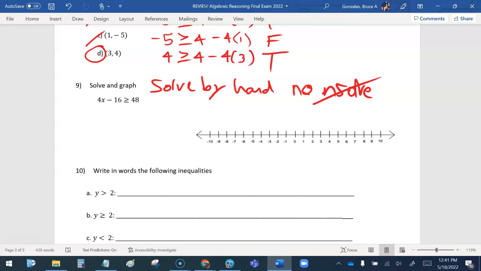Okay, so if I'm going to solve for x, I get rid of the lone minus 16 by adding 16 to both sides. So I get 64. And then to get rid of the 4 in front of x that's being multiplied, I divide by 4, divide by 4. And I get x is greater than or equal to 16.